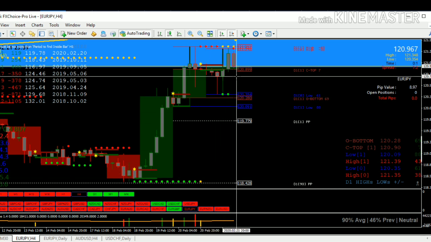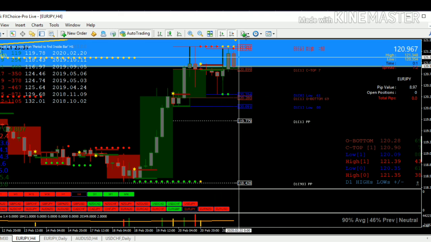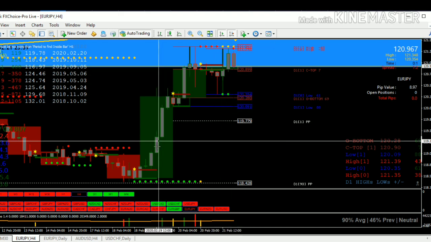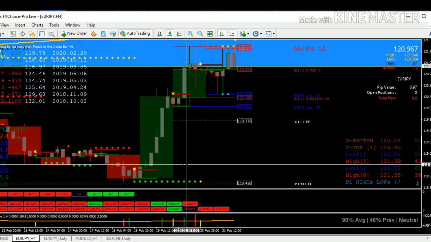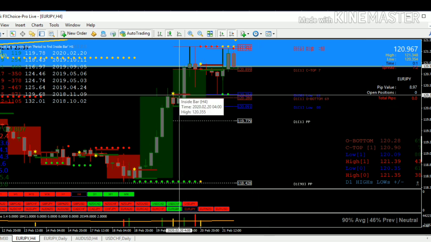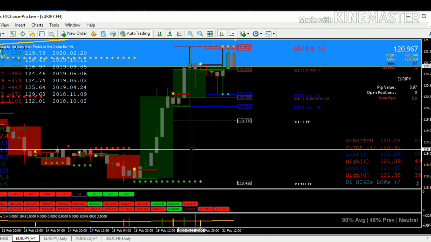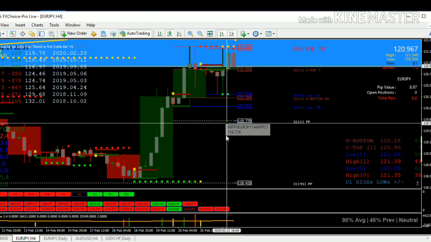Alright, so next week I'm looking for a close down here in this wick zone. If I get a close down here, I'm selling again, baby. Just showing y'all how the wick zone really works, and how effective and potent it is.